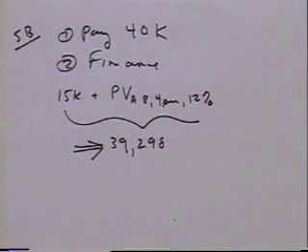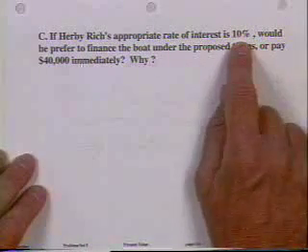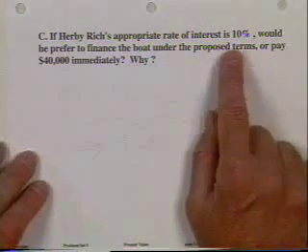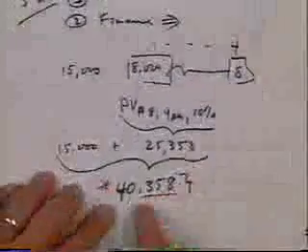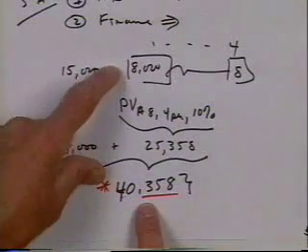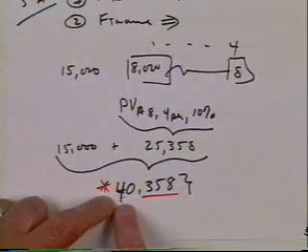So the answer to B is what? Herbie would prefer to finance it. We go back to item number C, which we've kind of already addressed. If Herbie Rich's appropriate interest rate were 10%, would he prefer to finance or would he prefer to pay immediately? And remember, in the first scenario, we looked at the present value at 10%.